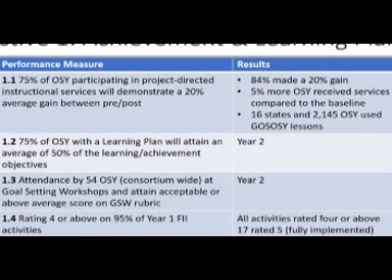Similar thing with 1.3. Consortium-wide, we need 54 OSY to attend goal-setting workshops, whatever that looks like in your state, and attain an acceptable or above rating score on the GSW rubric. Those two are the, go ahead. I was just going to say, Marty, we have just posted the goal setting implementation guide and the OSY learning plan on the website, and I will send that link out to you today. Okay, great. So those are all up and ready to be used.